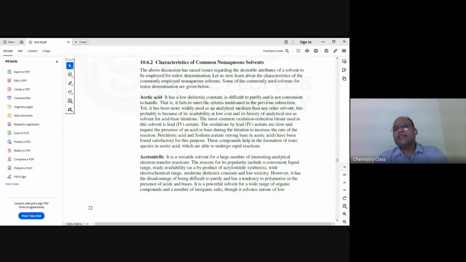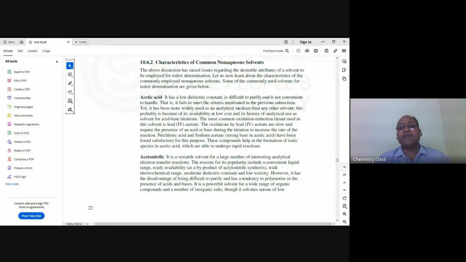So acetic acid is not a useful solvent because, as I told you, its dielectric constant is very low. As you know, there is dimer formation. A carboxylic acid group usually forms dimers, like oxalic acid, with a COOH group bonding to another COOH group. And also there is intermolecular hydrogen bonding. So that's why it is very difficult to purify.